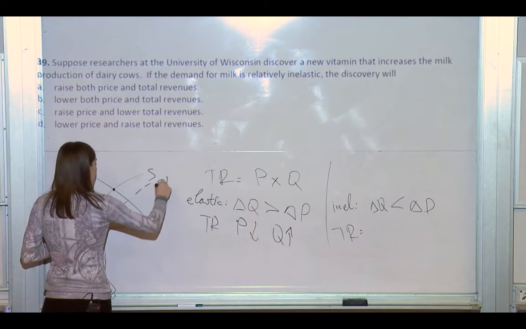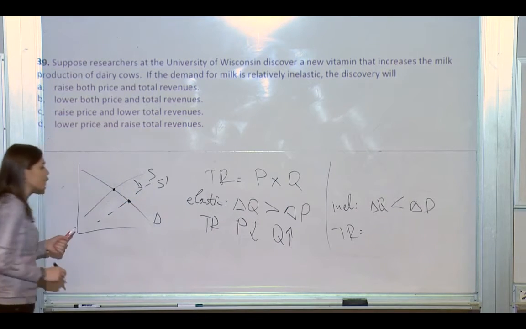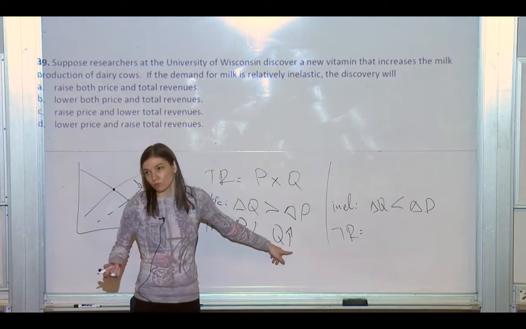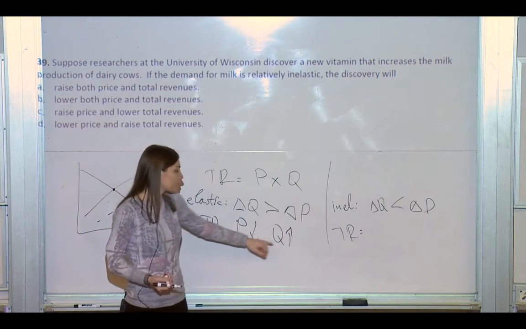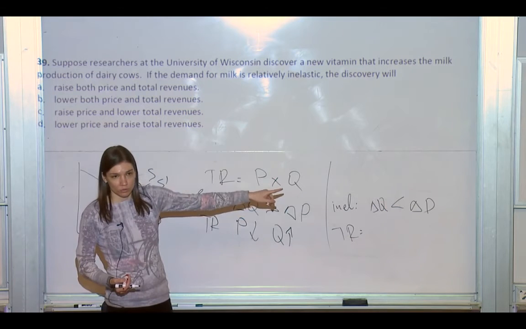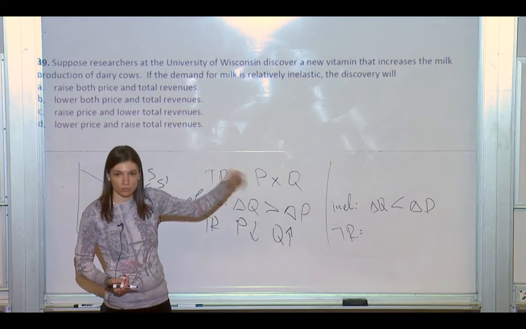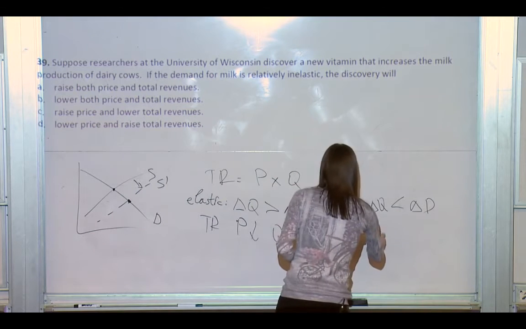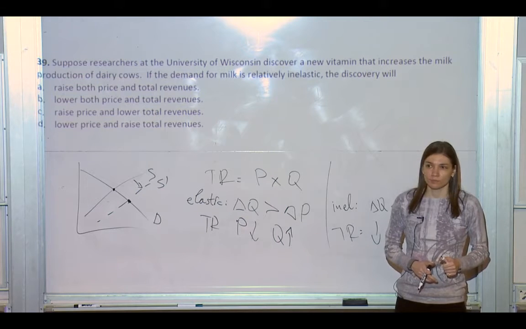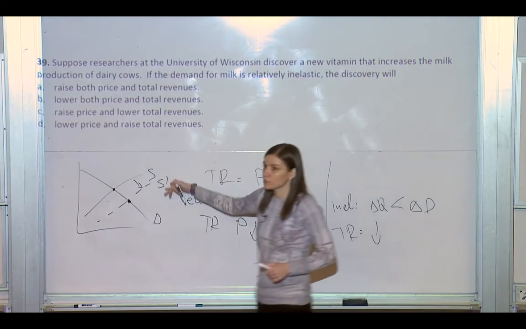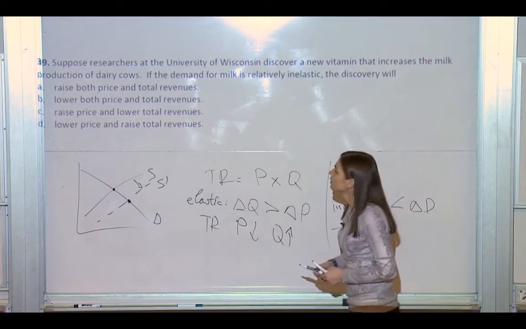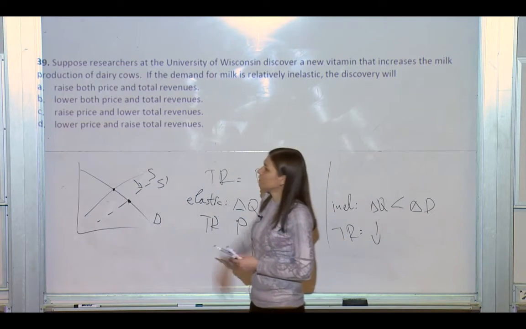And if the supply curve shifts, increases, what happens to the price? Now the price is going to go down. Again, quantity goes up. This is bad for total revenue. This is good for total revenue. But now I have inelastic demand. So the change in price is more than the change in quantity. So the total revenue in this case is going to go down. Does that make sense? So the price goes down. Price and revenue both go down? In this case, yeah. So B.